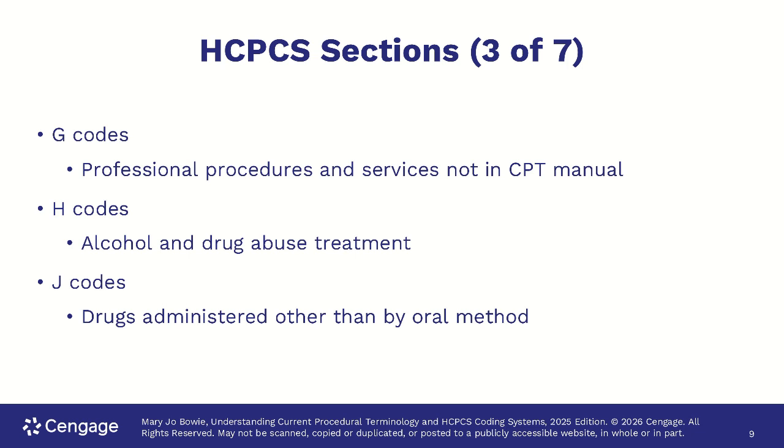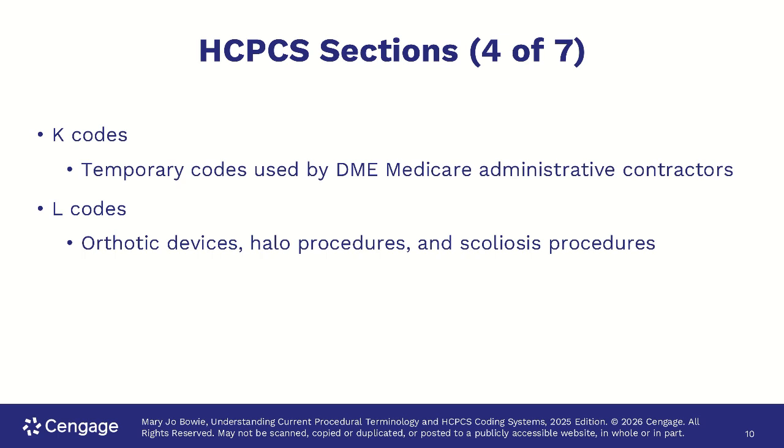Most of the codes that you're going to see over there are going to be organized by generic name, but the brand name could be listed under the code description in some cases. All right, next up, we're going to go on over to the K codes. K codes are temporary codes assigned to DME, Medicare administrative contractors. You'll see things like wheelchairs and wheelchair accessories, as well as quality measures.